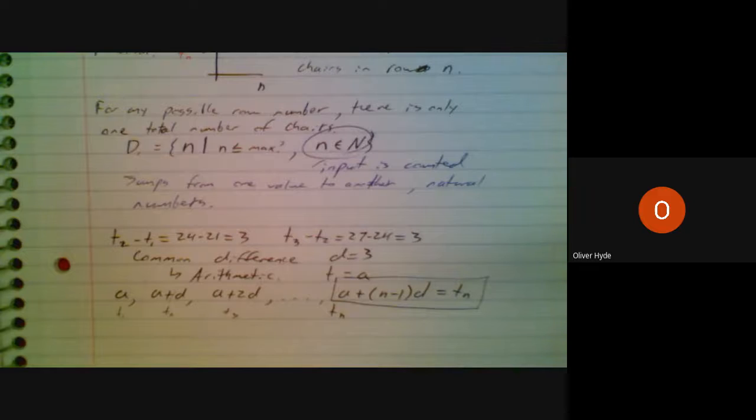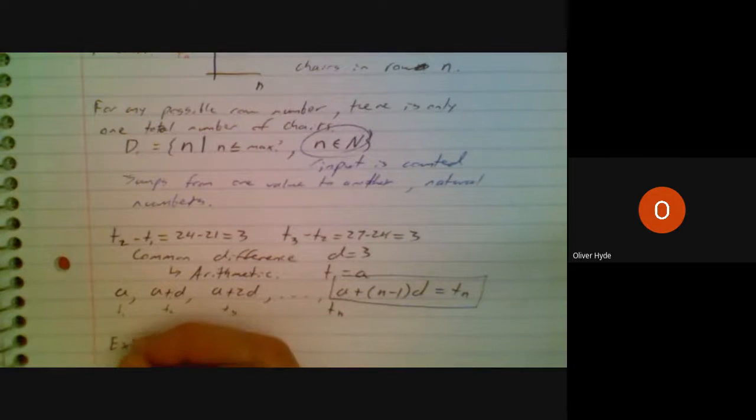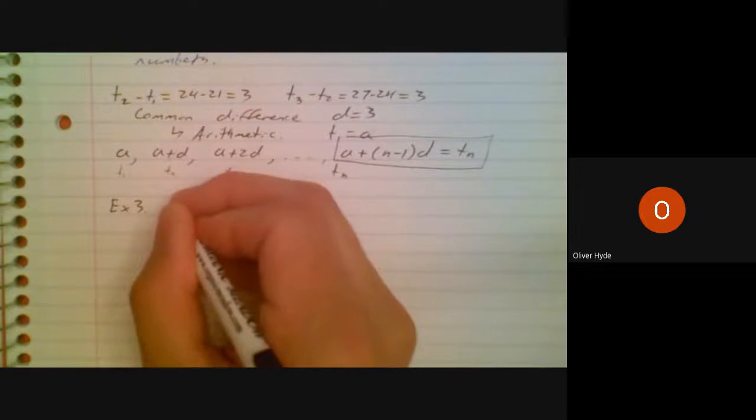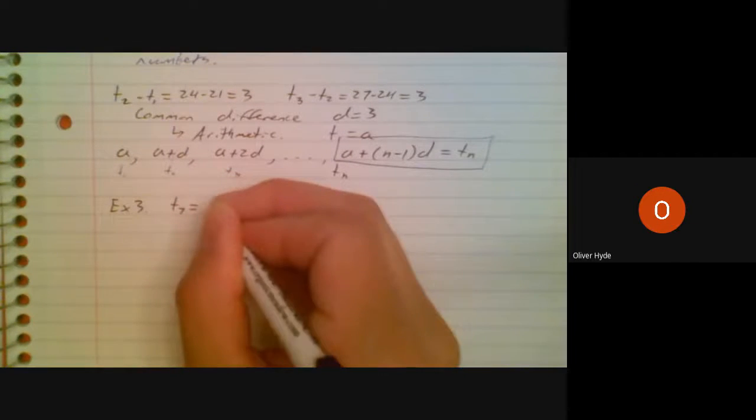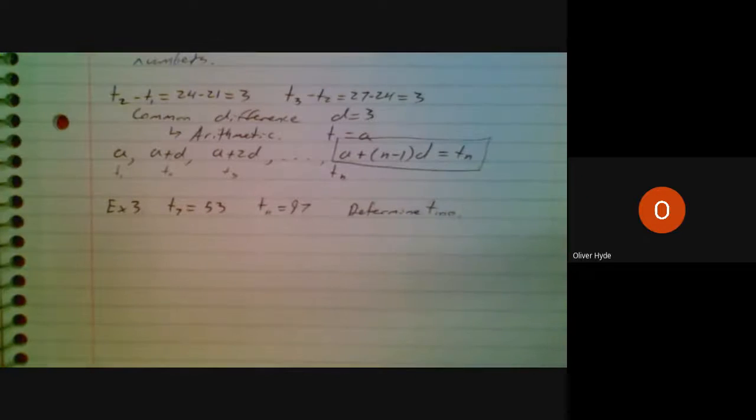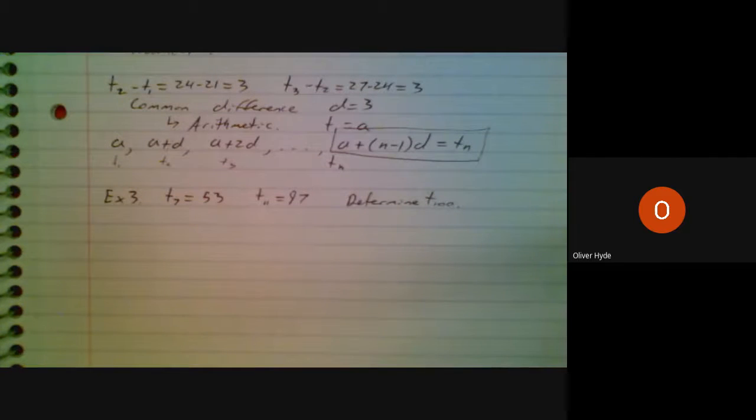All right. Let's try out example 3. Go through example 1 and example 2 on your own and let me know if you're having any problems. In example 3, it says that the 7th term of an arithmetic sequence is 53 and the 11th term is 97. It says determine the 100th term.